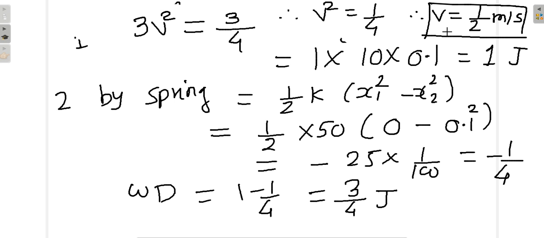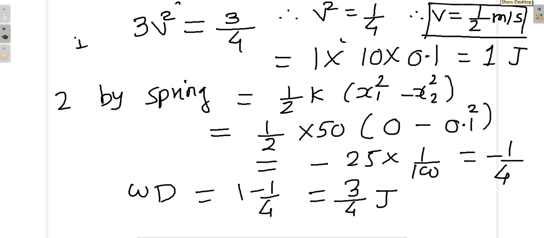Let us see if the answer is matching. Problem number 66 it is. I am checking the answer. The answer is 0.5, correct. So here we have applied the principle of work and energy. Again, from an engineering point of view, this is an extremely important concept and you must follow that.